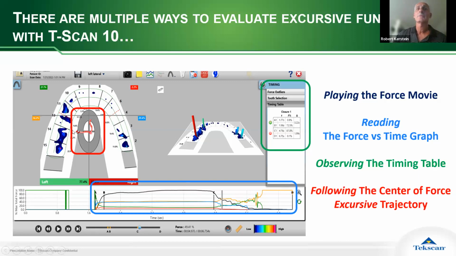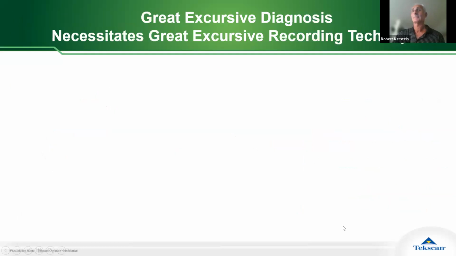The thing about the center of force, we'll talk about it in much more detail. It is not the patient moving left. It's the forces changing, favoring the left. The patient may be moving right, but if the left side is really problematic, the center of force will move left, even though the patient is moving their mandible to the right. And I'll show you an example of that. So these are the 4 ways that you can understand the excursive function. And of them all, as I said, the most important is the force versus time graph.